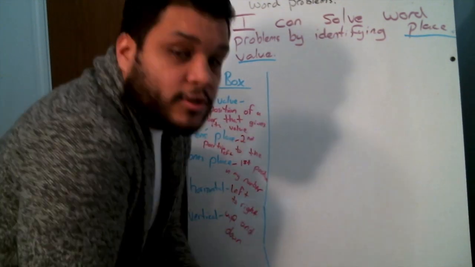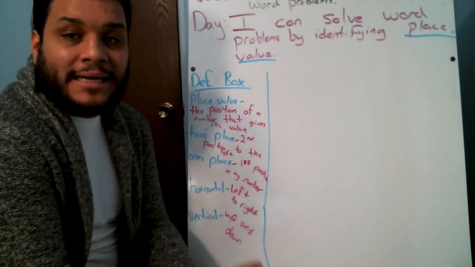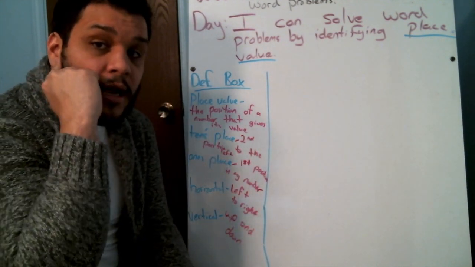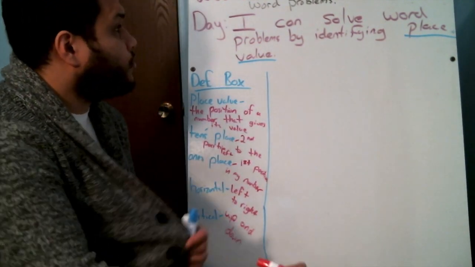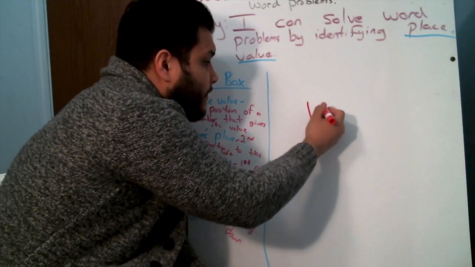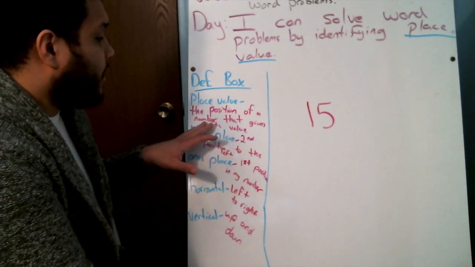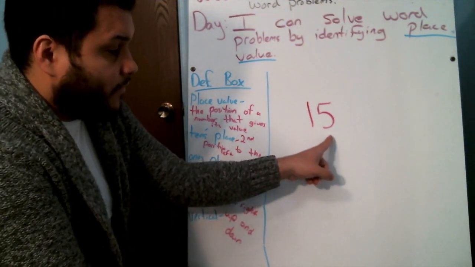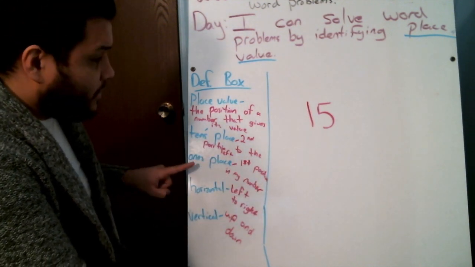Now, as I promised you guys, we're going to get an example of place value. So I'm going to write a number on the board, and then I'm going to use my definitions so that you guys can see and hear how I'm putting my definitions into play with an actual number. I'm going to choose one of my favorite numbers, the number 15. Place value says the position of a number that gives its value. Well, if I look at the position of the 5, is it going to be my tens place or my ones place?